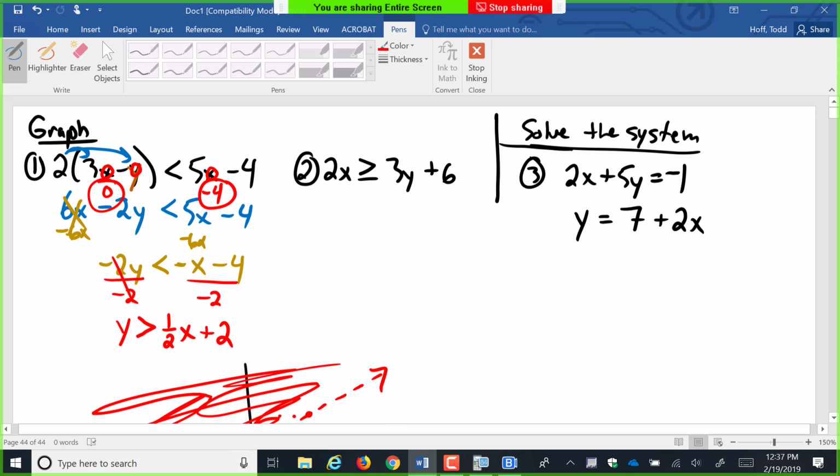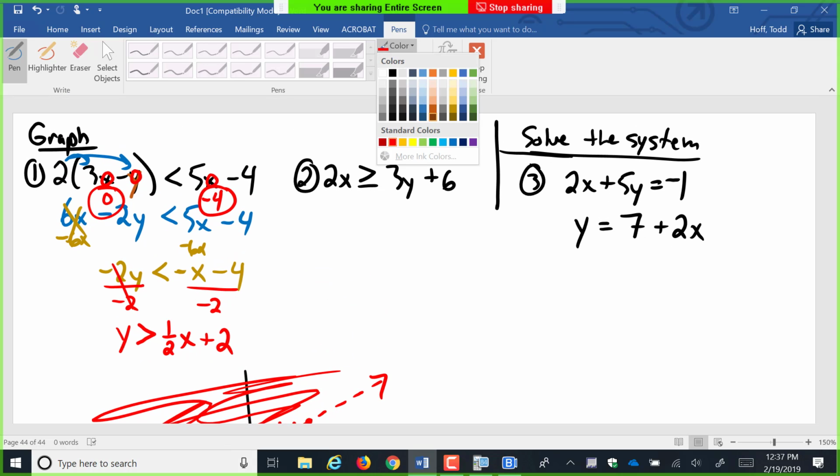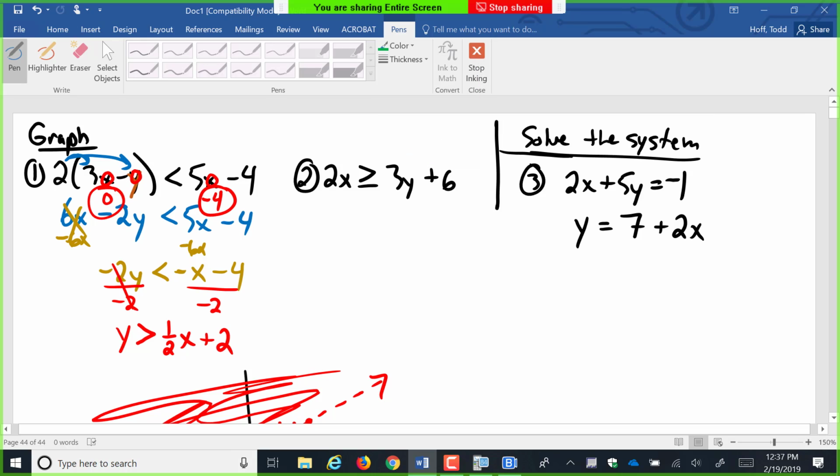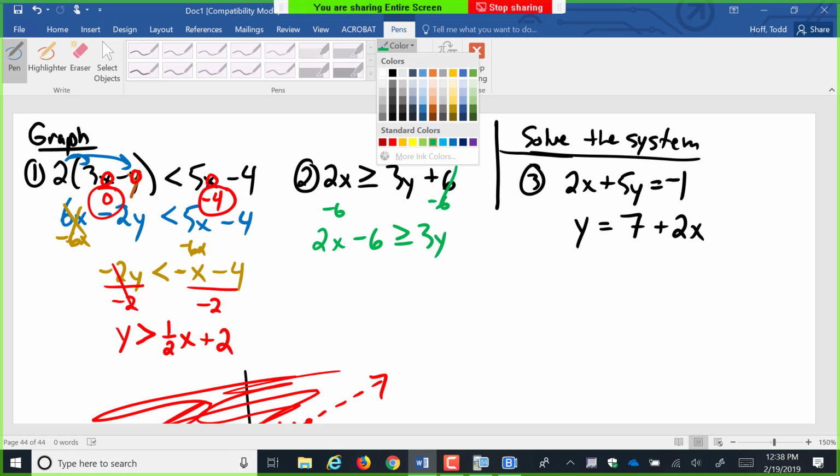Let's do the second one. So for number 2, what is our first step in trying to solve that equation? Or inequality? Minus 6. We're going to subtract 6. We want to get y by itself, even though it's on the right side. We're going to keep it over there for now. We subtract the 6, and what do we get? 2x minus 6 is greater than or equal to 3y. Perfect. What's next?